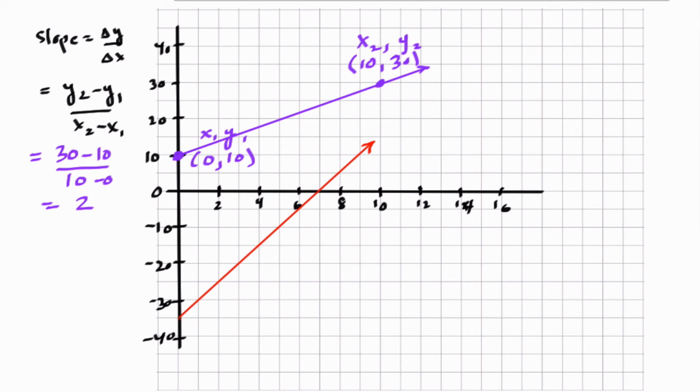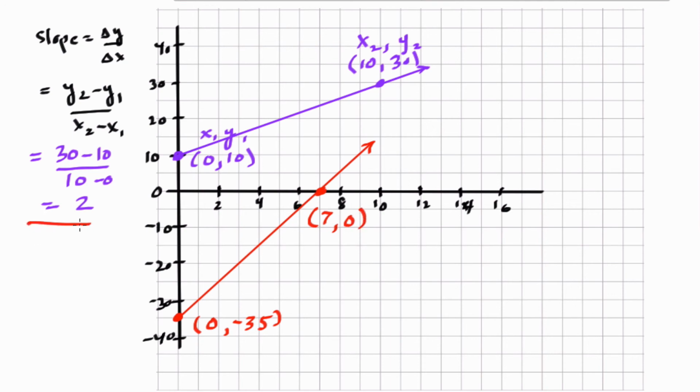Now let's look at the slope of this red line. Again, I'll pick this point here, which is negative 35. And I'll pick this point here where it crosses the horizontal axis at y equals 0. The x value here is 0. The y value is negative 35. Here the x value is 7. And the y value is 0.